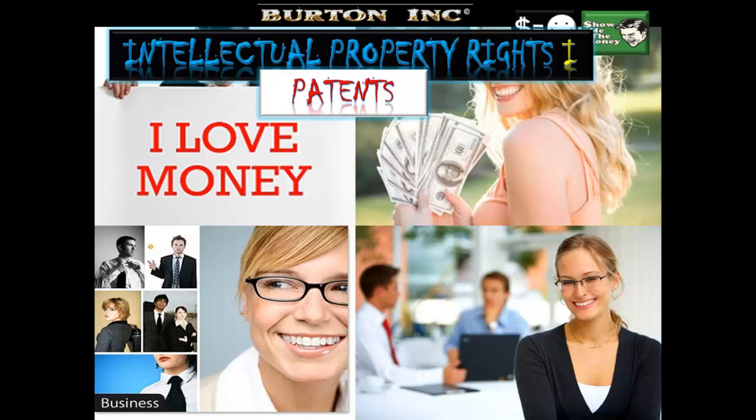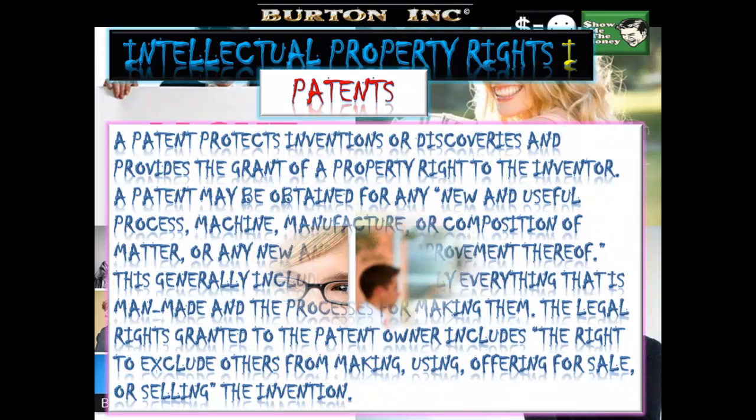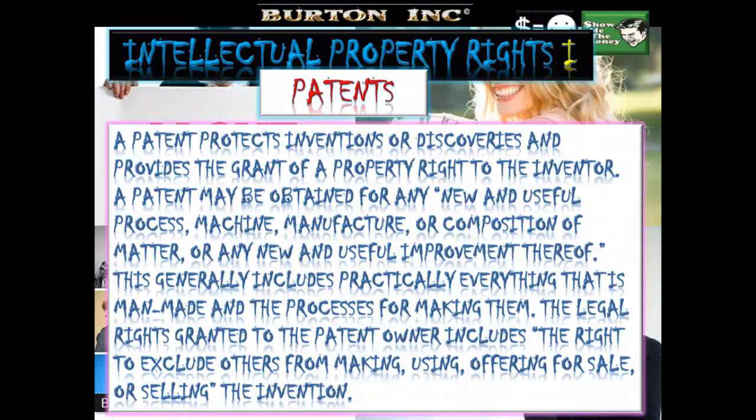We need to know for the IB Business and Management course three types of intellectual property rights. These are patents, copyrights and trademarks. Now, patents are the legal right to be the sole producer and seller of an invention for a certain period of time. A patent protects inventions or discoveries and provides the grant of a property right to the inventor.